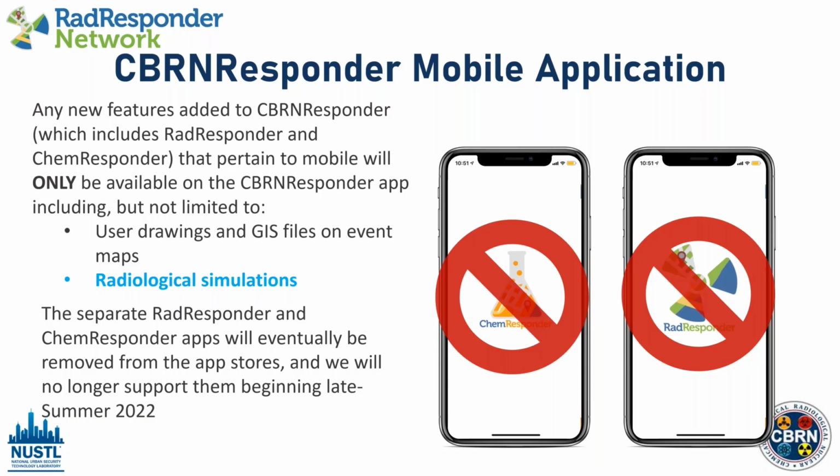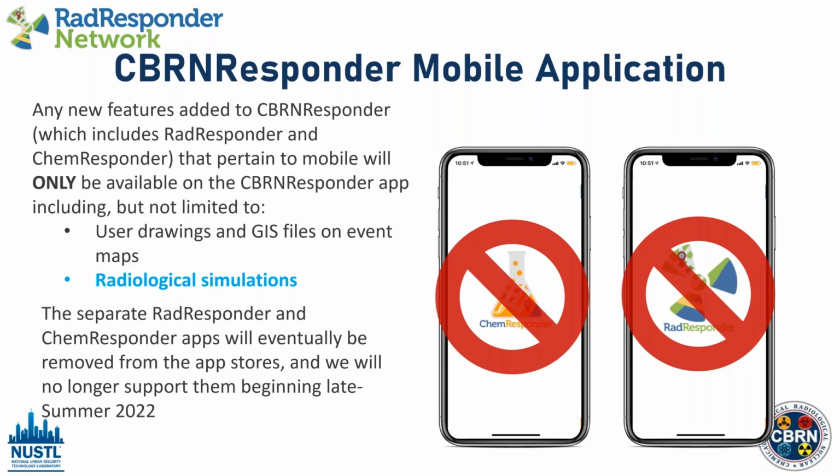So the RadResponder and ChemResponder apps, those individual apps, if you do have them, you will not be able to utilize the radiological simulation feature. This is only on the CBRNResponder app. So you do want to make sure you have that downloaded if you have not already. The login metrics will still be the same. You do not need a new username or password.